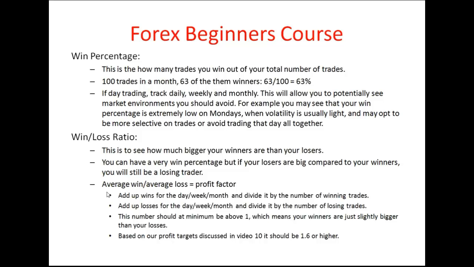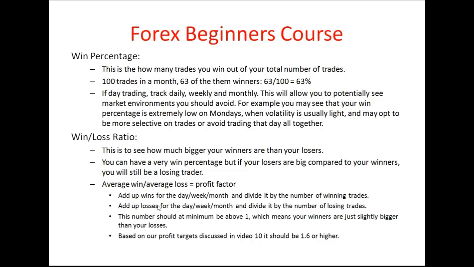That's a huge gain, but let's just pretend. And your average loss, let's say you had one losing trade where you lost 2% of your account. So you take 6 divided by 2 and you have a profit factor of 3. So you made 3 times as much on average on your winners than you did on your losers.